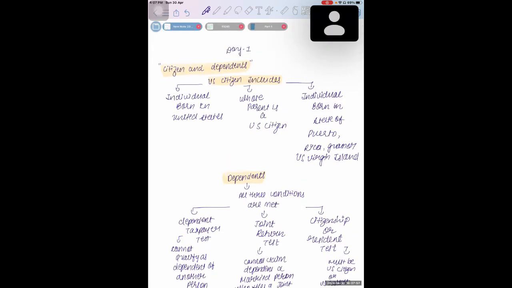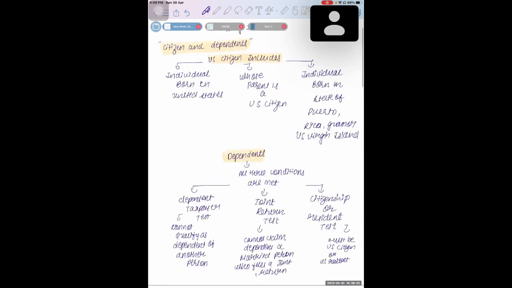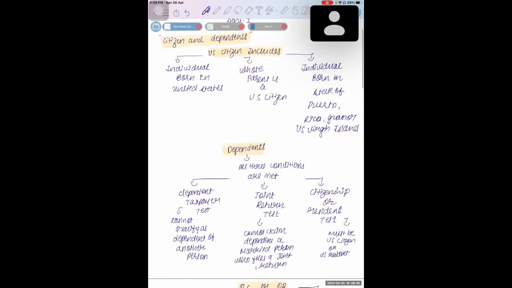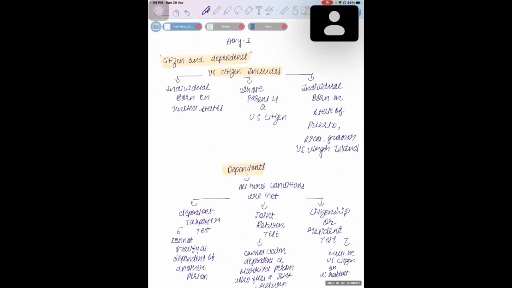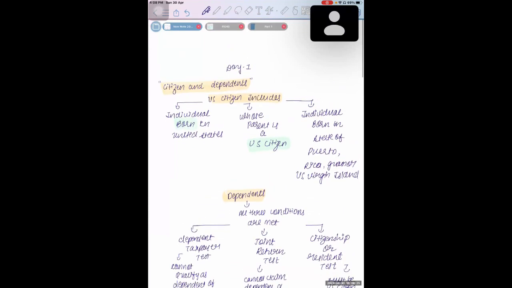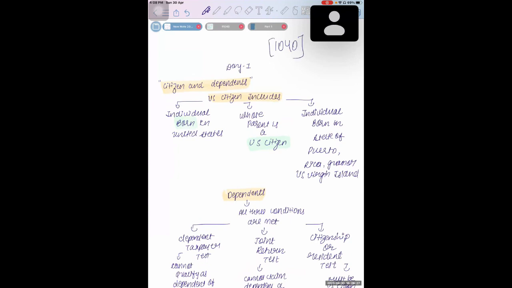Let's start. Citizen and dependents. Who is called a citizen, or who can be considered a dependent? Let's see. A US citizen will include three persons. One is an individual who is born in the United States, or the second is whose parents are US citizens. They can also be called a US citizen. Right now, what we are going through is for the purpose of 1040 individuals, right? Part 1 is all about individuals.